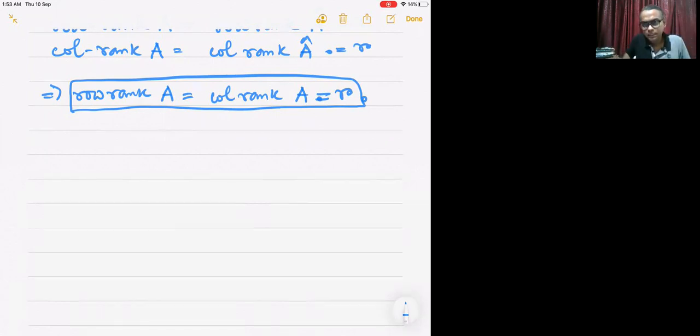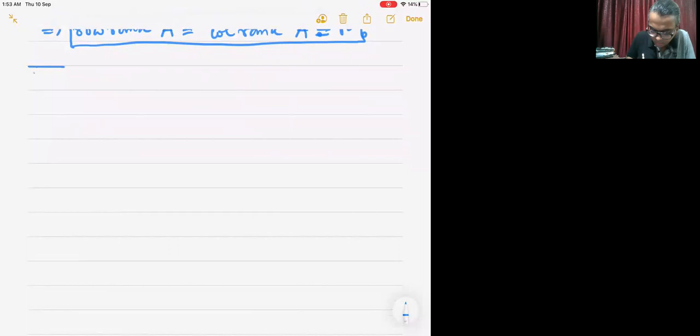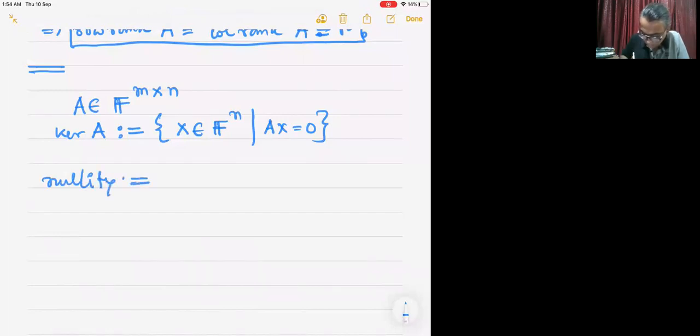Now, secondly, what is nullity? If you remember, we had defined the null space, or the kernel, of a matrix A. Once again, we have this matrix A, of size m cross n. The null space of A, or what we call the kernel of A, is defined as the collection of all those vectors in F to the n, so n-tuples, such that Ax is equal to 0. That's the null space. By nullity, we mean the dimension of the kernel of A. That's the nullity.